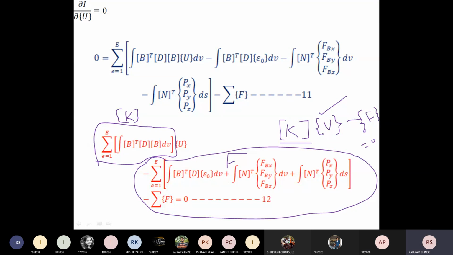See here, this is your thermal load. Okay, this is your body load, this is your pressure load, and this one is your point load. Addition of thermal load, body load, pressure load, and point load is your resultant force matrix. Okay, this is your resultant force matrix. Are you getting this?